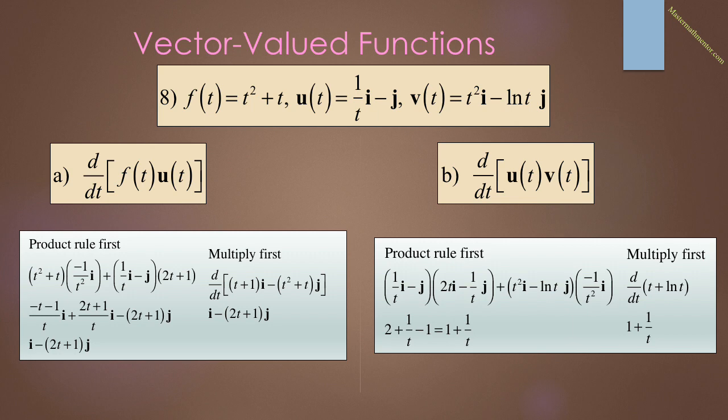The second option is to multiply first. Since this is a dot product, we multiply the components of u plus the components of v, and we simply get t plus the natural log of t, and now the derivative of that is simply 1 plus 1 over t. It should be clear that multiplication first is generally easier because we only have to do one dot product as opposed to two.